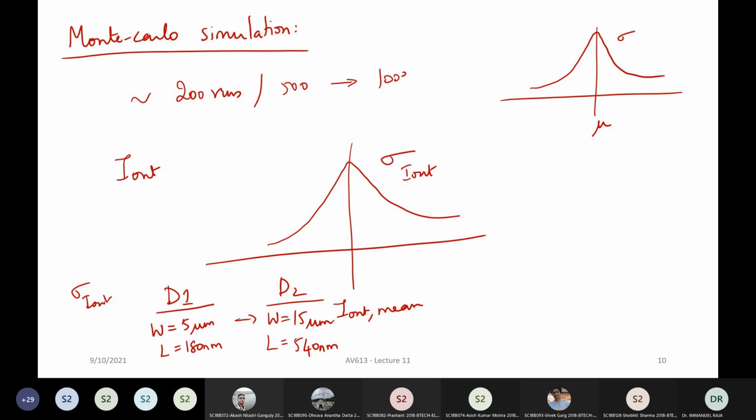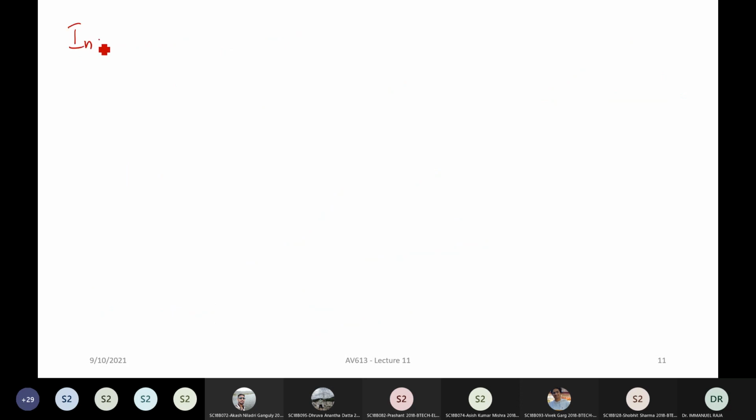Now what will happen? Your area increases, right? Your sigma comes down. The additional benefit is that your R naught also becomes higher, which we have already seen. So increasing area has the advantage of lower mismatch. L increase gives rise to R naught increase. And we will also see later that flicker noise goes down.